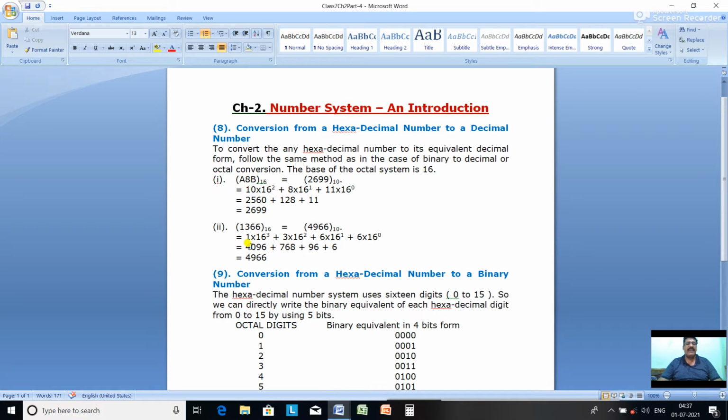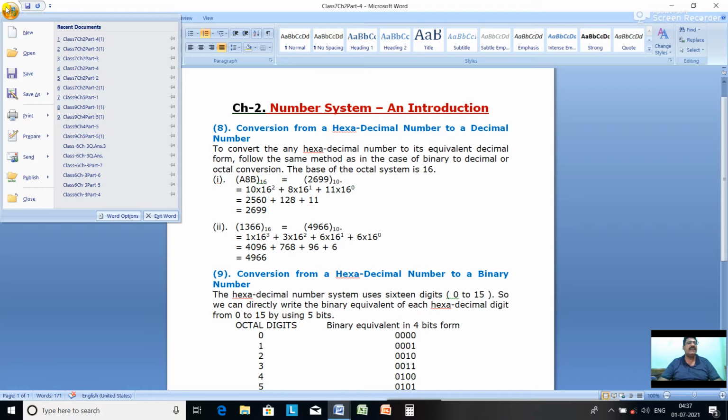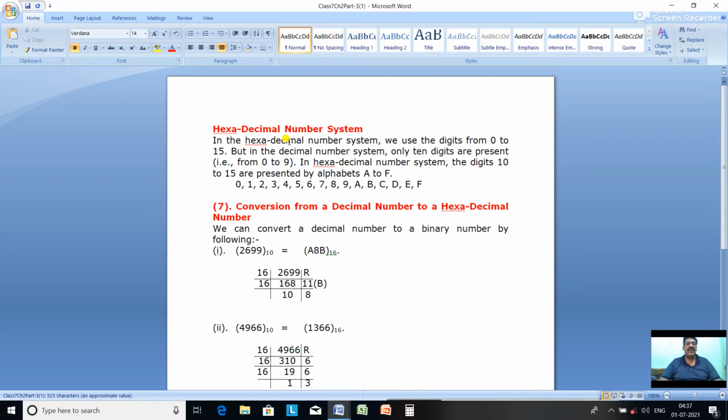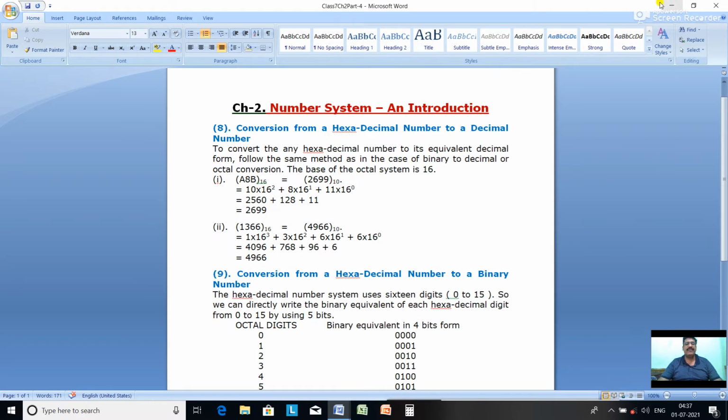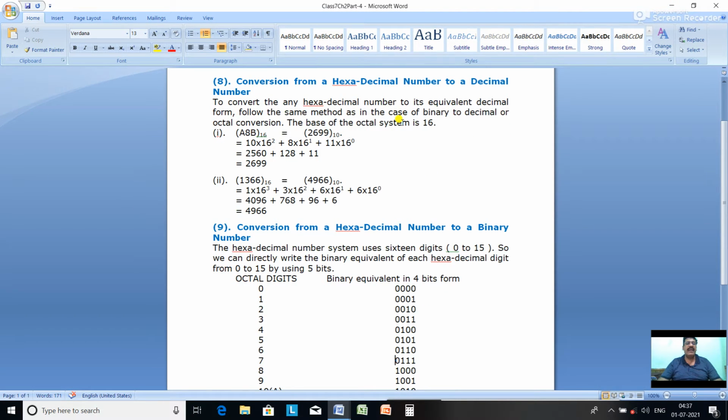So see, we have taken the same number A8B. Now you want to convert this A8B into decimal. When we converted 2699 into hexa, the hexadecimal of 2699 is A8B. A means 10, 8, B means 11. Now let us see, if you convert it again from hexa to decimal, you must get the same number.